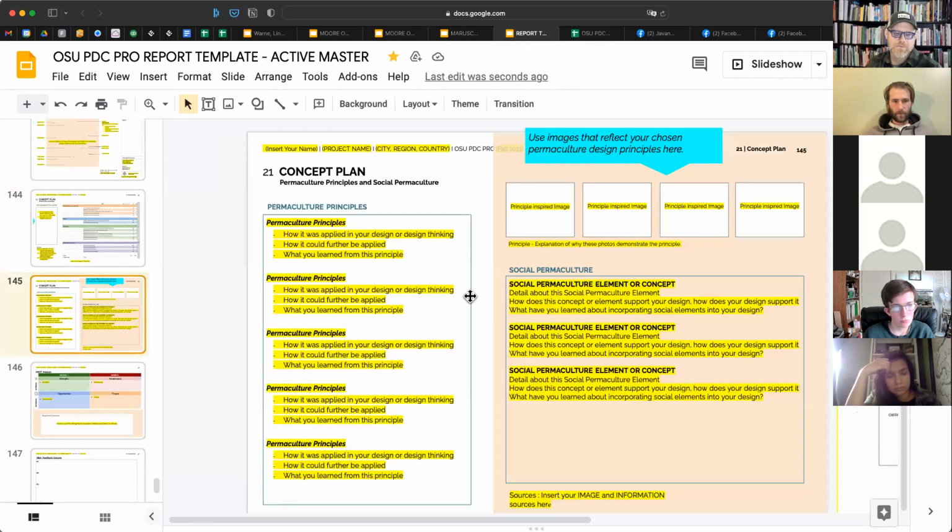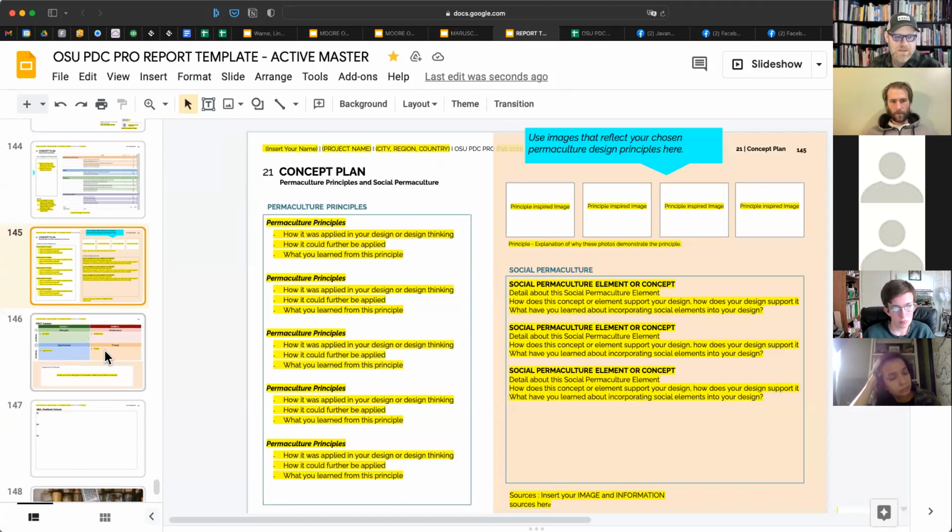Finally, we get into permaculture principles. So what were the principles you used? You can use some images from the site. What were some of the social permaculture elements or concepts? How are you interacting? If you're doing a public site, this can be signage or telling people when things are ripe or generally what the concepts are.